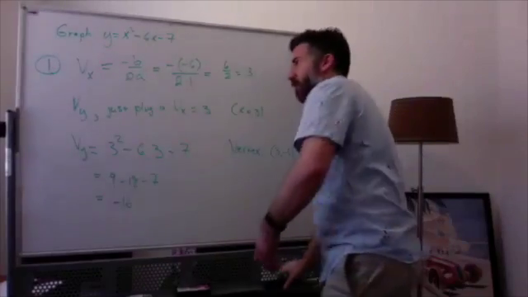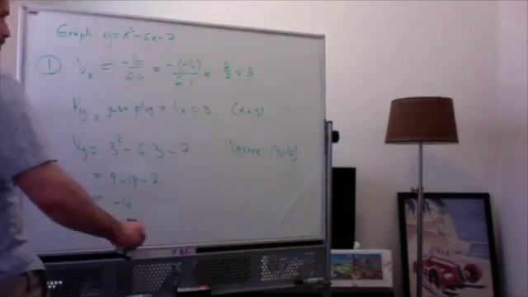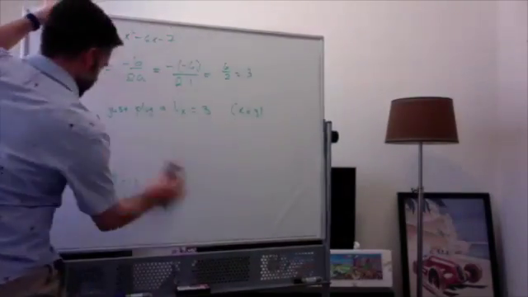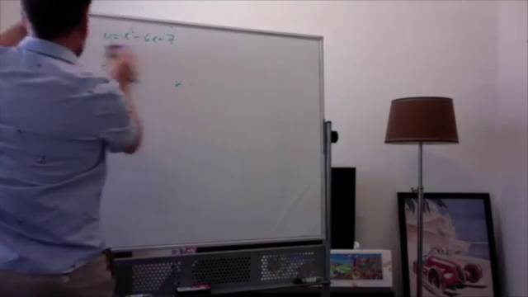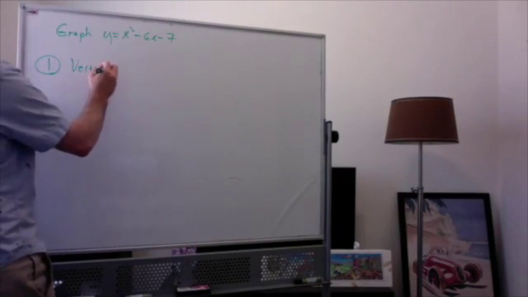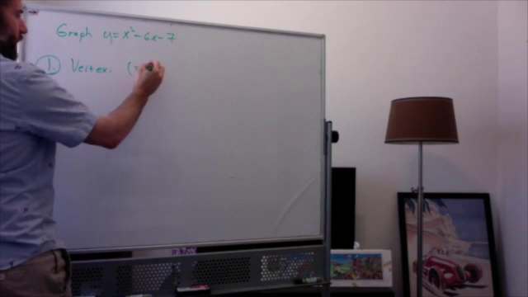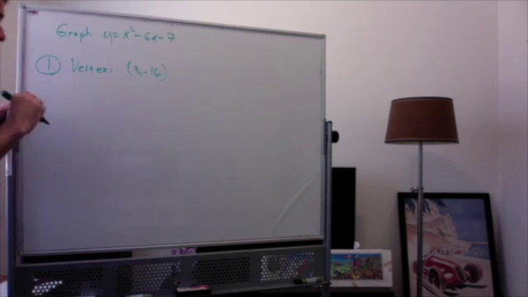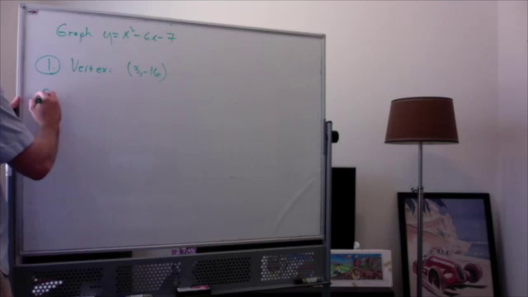All right, so we've done all that work. I'm going to erase some of this here, because I do need the room to graph the thing. So we found our vertex. It was 3, negative 16. The second thing you always want to find is the y-intercept.